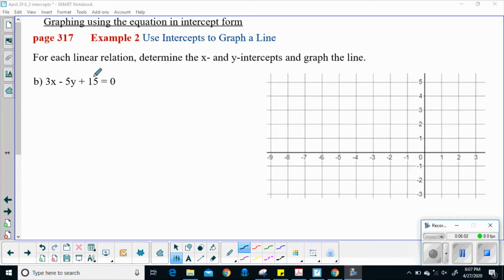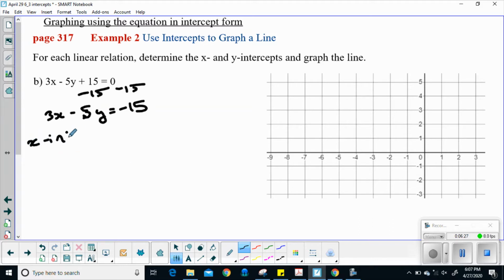All right, same question, new equation. We want to figure out our x and y intercepts and graph the line. One way to do this is to move it into xy intercept form. So I'm going to subtract 15 from both sides. So you get 3x - 5y = -15. That's 5, by the way. Okay, and then for my x-intercept, I know that means y is equal to 0, so the y term is gone. So I have 3x = -15. Divide both sides by 3.